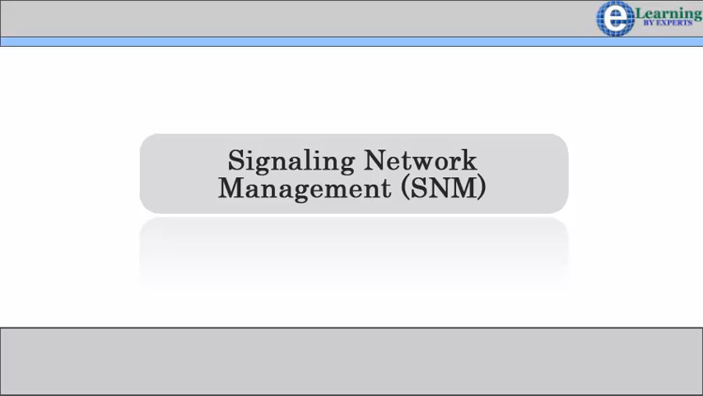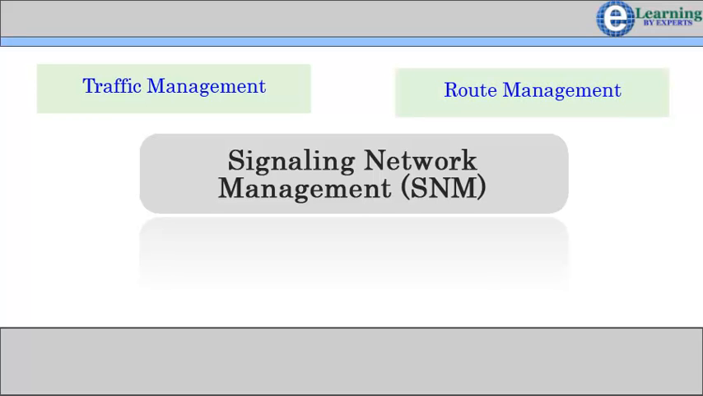The purpose of MTP3 signaling network management is to keep the signaling message traffic moving under abnormal conditions like congestion or failure. Some of these conditions may require a temporary reduction or suspension of outgoing message traffic to certain destinations. Signaling network management is divided into 3 processes: traffic management, route management, and link management.